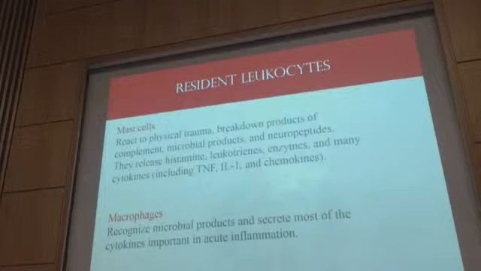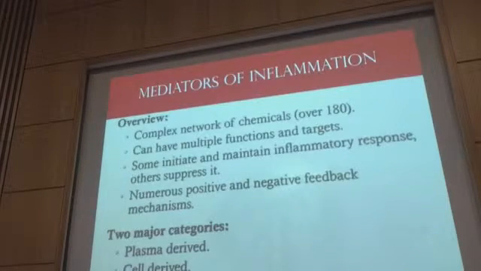I'm not going to go back into that because we talked about all the different leukocytes in immunology. Just to mention that the most important resident ones are mast cells, and they react to physical trauma, and they produce histamine, but also a lot of cytokines, including TNF and IL-1, which will start the reaction of the endothelial cells. Macrophages can recognize microbial products, and they secrete basically most of the cytokines and mediators of inflammation we can think of. So they both secrete IL-1 and TNF.